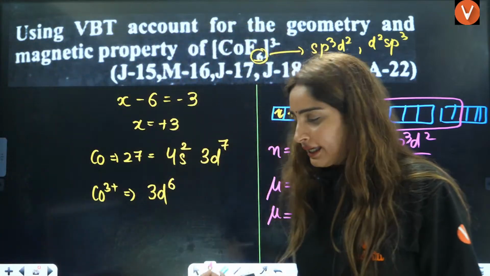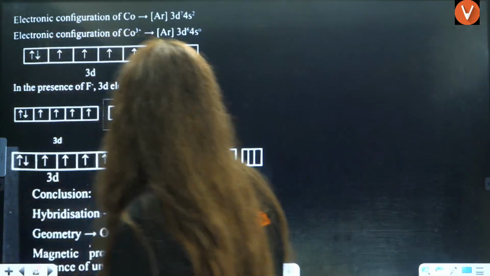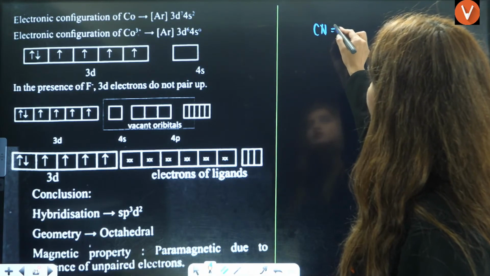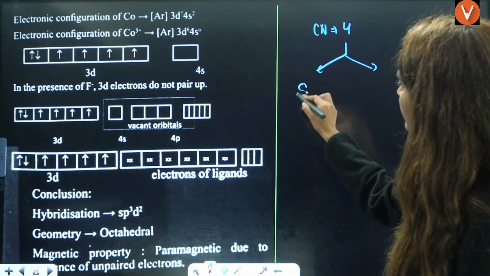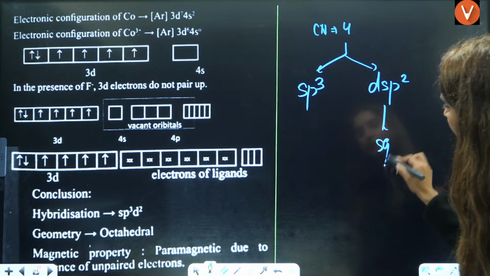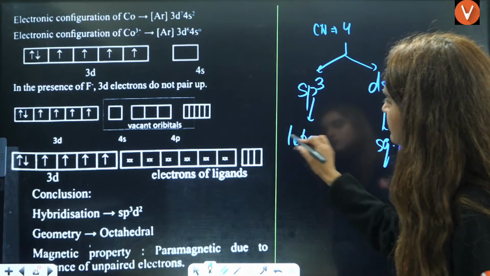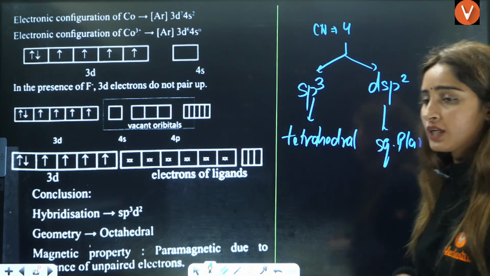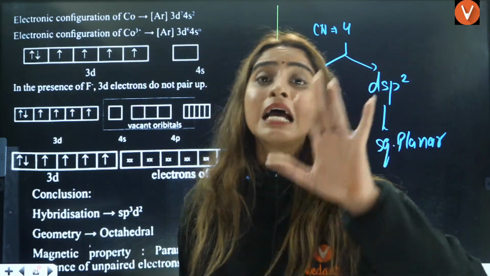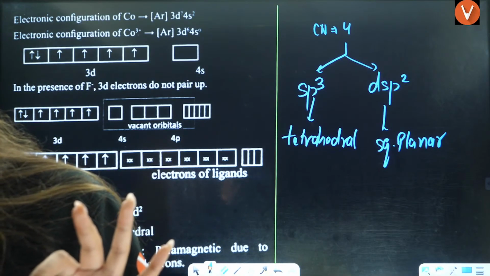Now, tell me one thing. If you have coordination number as 4, there are two chances. Either it can be sp3 or it can be dsp2. This is square planar, and this is tetrahedral. This only they can ask you from VBT, and that is a sure shot question. It's a fixed question. Definitely they will ask you this in your exam, right? Okay, understood? Yes.